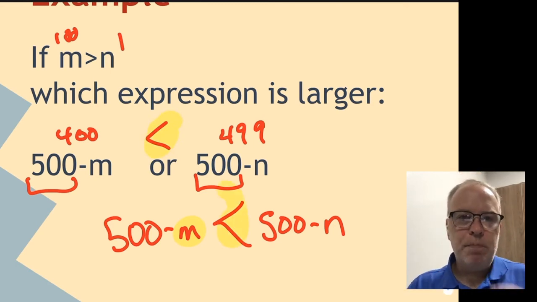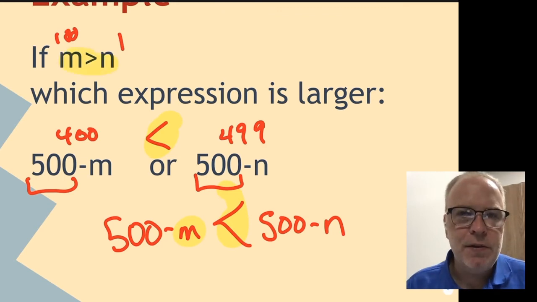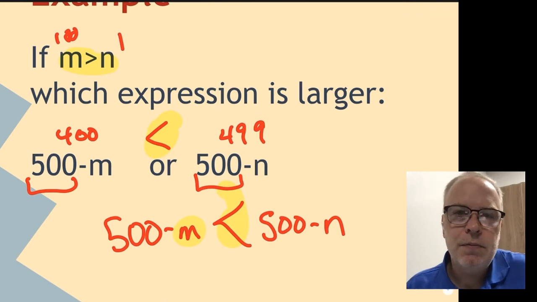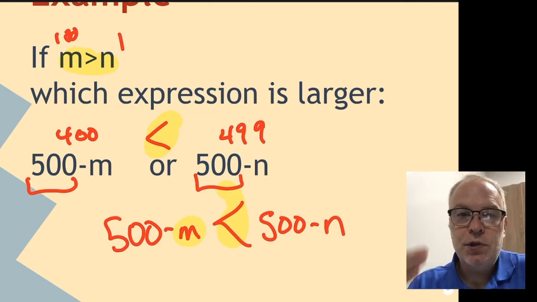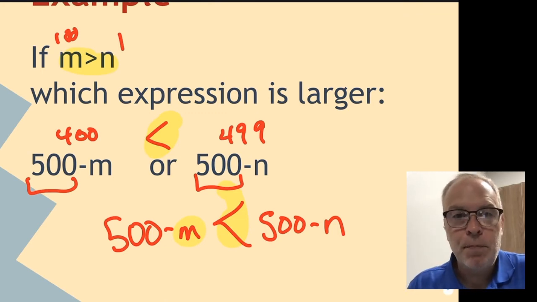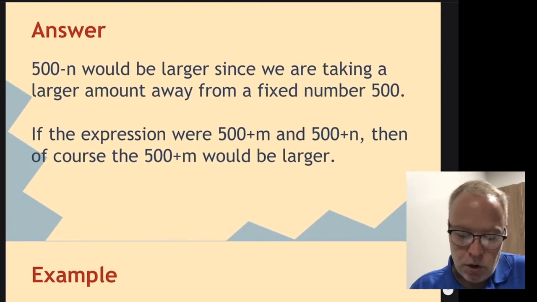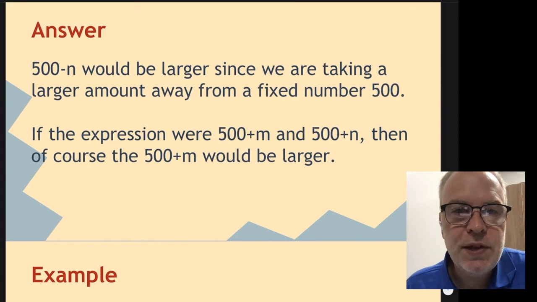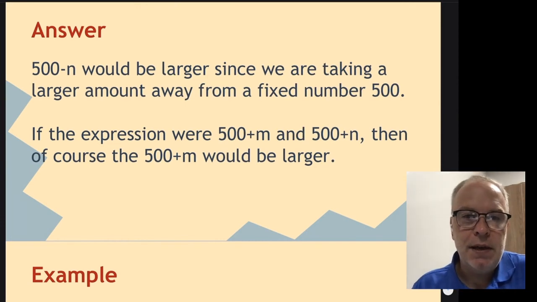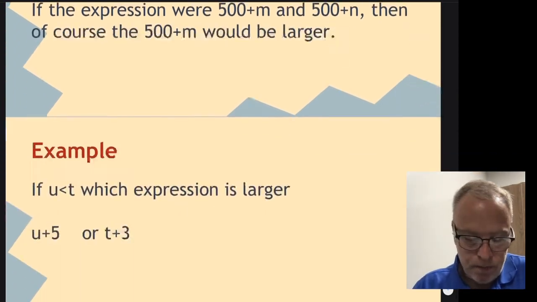So you start with a premise. This is called a premise. It's a fact that's true. Maybe you remember in geometry doing geometry proofs. You may have started with some givens. Those are a premise. Okay. So we said that 500 plus n would be smaller.